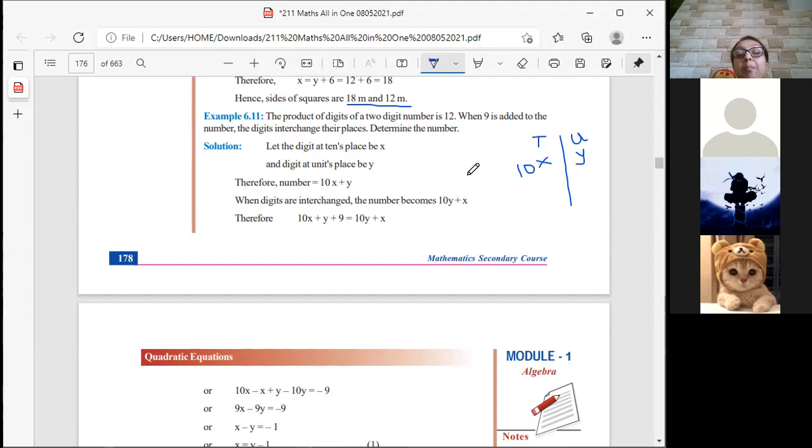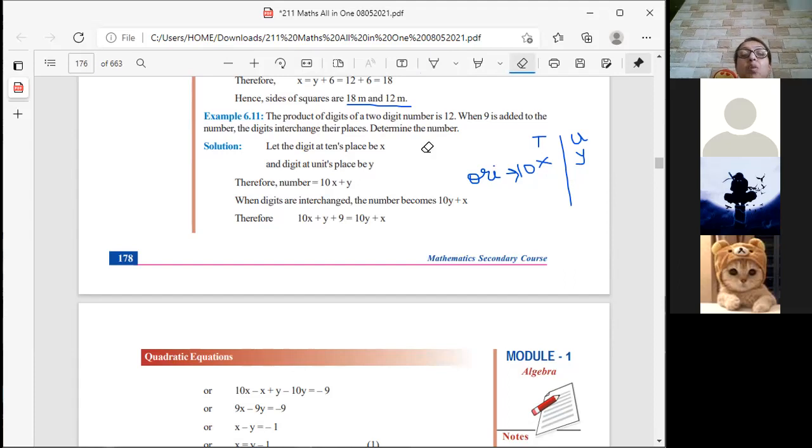So my original number is 10x plus y. Am I right? Like if it was 3 and 4, what is my number going to be? 34, correct? So 10 multiplied by 3 plus 4. This is what I do. Am I right? Do you understand what I speak, beta?